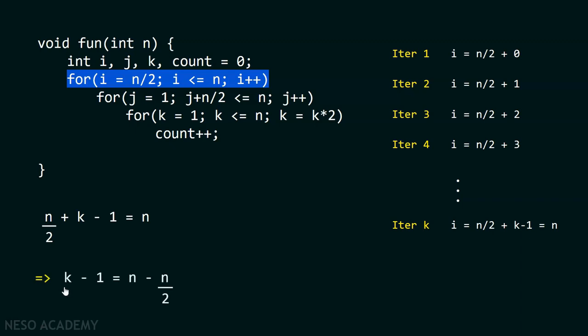Let's solve this. We can write this k minus 1 equals n minus n by 2 without any problem. I can bring this n by 2 over here. By solving this, this becomes k minus 1 equal to 2n minus n divided by 2. Again, we can write this as k equals n by 2 plus 1. This means that our loop is running n by 2 times.